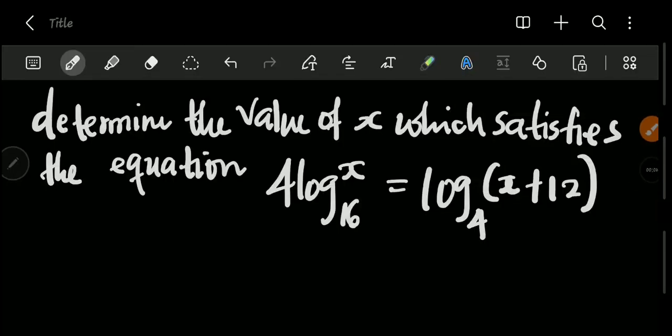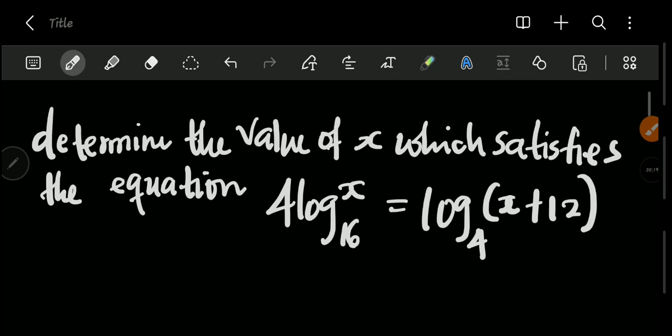Let's consider this question together. We are asked to determine the value of x, which satisfies the equation 4 log base 16 raised to x equals log base 4 of (x + 12), right? This is actually a wild question.